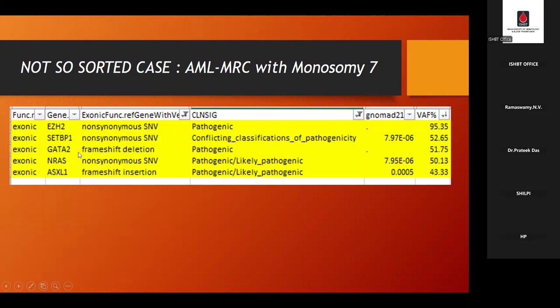And your GATA2, because you're interested in GATA2, because there are 6-7 genes which are known to have germline predisposition, such as ANKRD26, GATA2, CEBPA, TP53, and there are 2 others also, ETV6, and there is one more. I'm forgetting one more. So for these 6-7 genes, you have to be very cautious. You are getting a frameshift deletion in GATA2. So even if it was 25%, you were supposed to be suspicious about a germline origin.